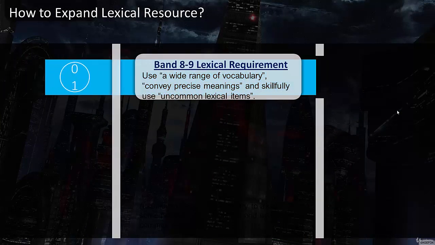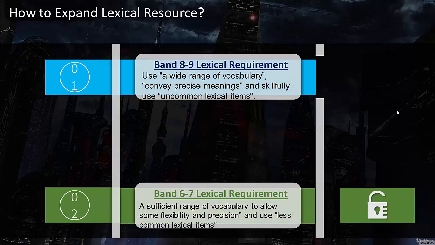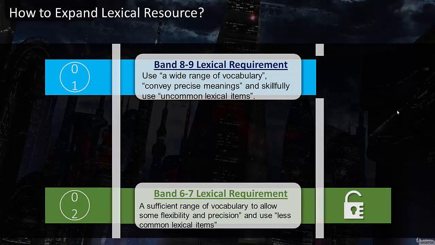Now, in terms of how to expand your lexical resource, like I said earlier, use a wide range. A band 6 or 7 is using a sufficient range. Now you might ask, what's the difference between a wide range and a sufficient range? Well, like I said, the examiners are really trained for that. Wide range just means that, on all the different topics, you've been able to show a range of vocabulary. A sufficient range means if there are 4 different topics, on maybe 2 or 3 of the topics that they ask you about, you're able to show range.